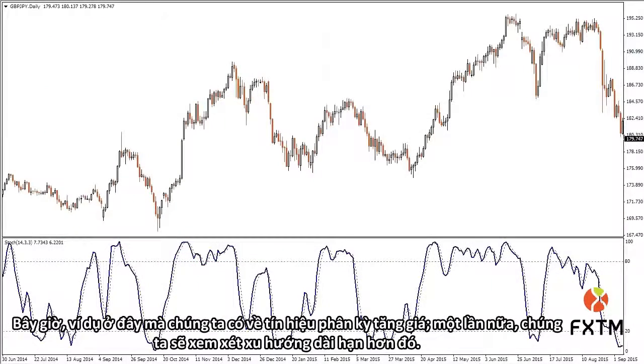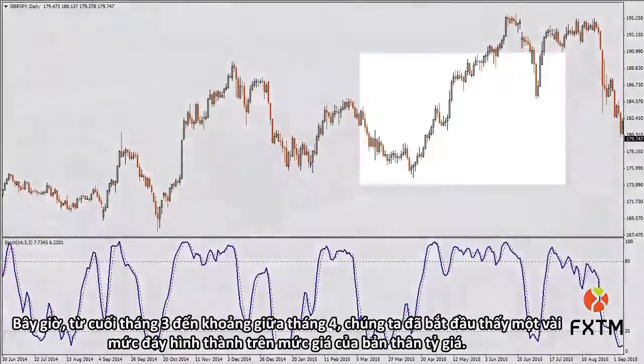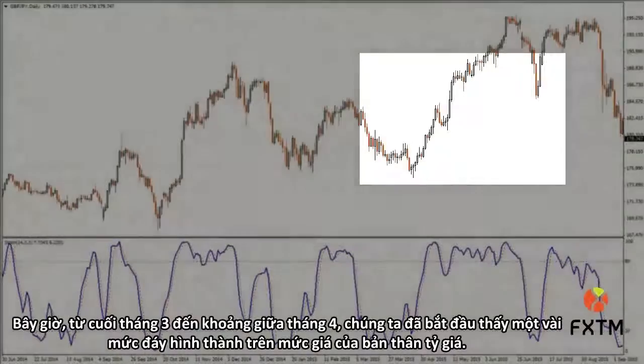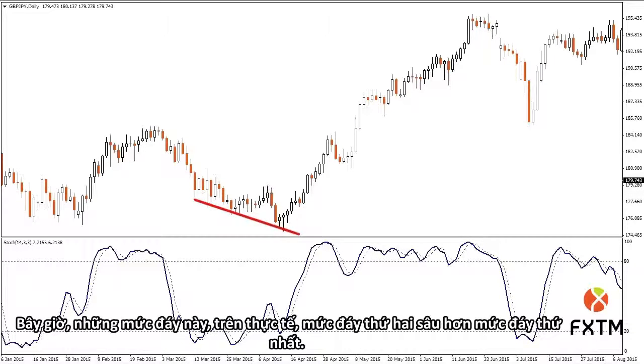Now the example here that we have of a bullish divergence, once again we're going to defer to that longer term trend. So you can see here with the pound to the yen exchange rate, we have a longer term trend to the upside. Now between the end of March and about the middle of April, we started to see a couple of bottoms forming on the price or the exchange rate itself. Now these bottoms, the second one was actually deeper than the first one.